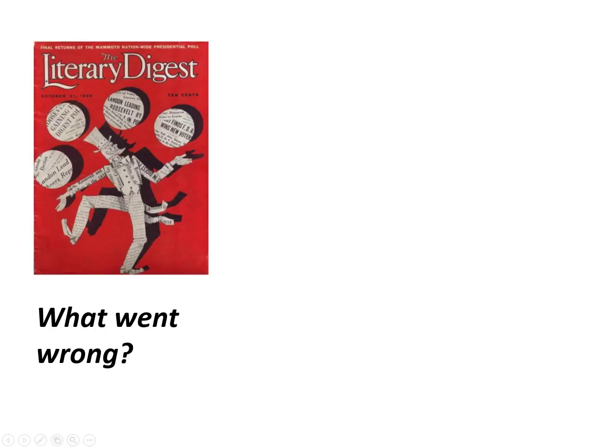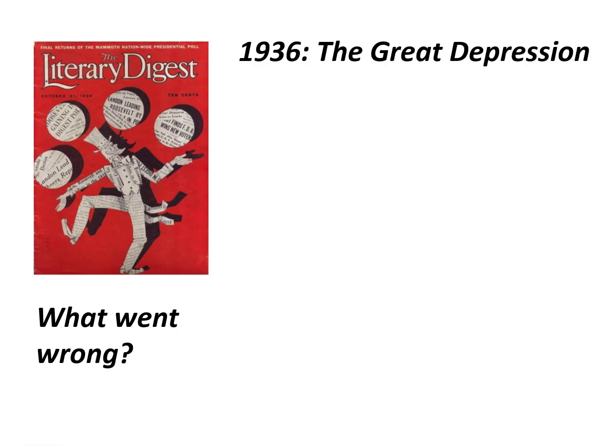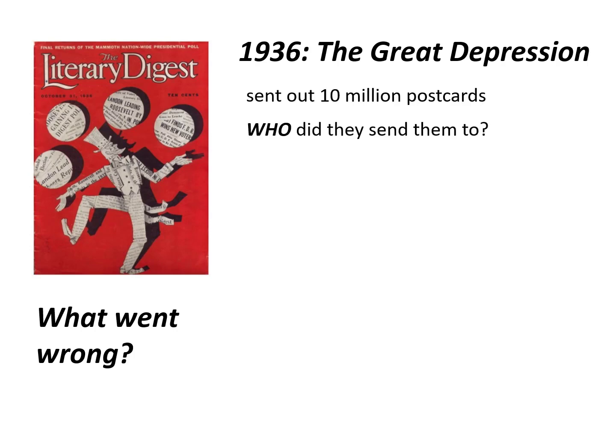Let's look back at what went wrong with the Literary Digest's famous survey. This was taking place in 1936, the depths of the Great Depression. They sent out 10 million postcards. Well, who did they send them to? They sent them to subscribers to their magazine. Just think of the sort of people who will subscribe to a highbrow literary magazine in the middle of a depression. They're probably going to be some of the better off ones.